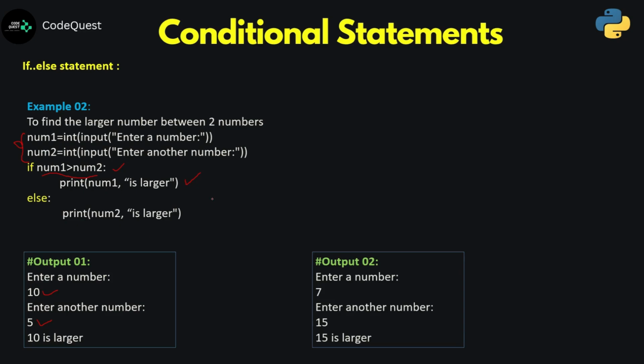If I execute the program once again with these two sets of values, where num1 is holding 7 and num2 is holding 15, this condition, 7 greater than 15, is becoming false. Because it is false, the control will directly jump to the else part, where we have written a message to print num2. What is num2 here? 15. So 15 is larger.